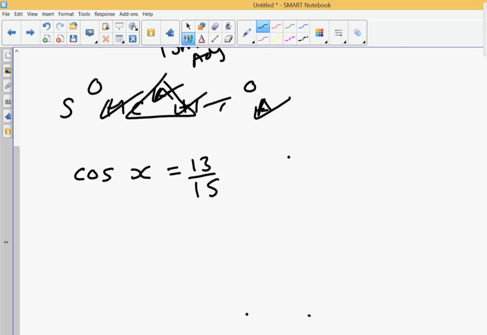And to get x by itself, we have to undo cos. And the way in which you undo cos is you use inverse cos, which is a little second function on your calculator. And the way you should type that in is you do inverse cos and then do 13 divided by 15 in a bracket to make sure we keep the accuracy of our answer.